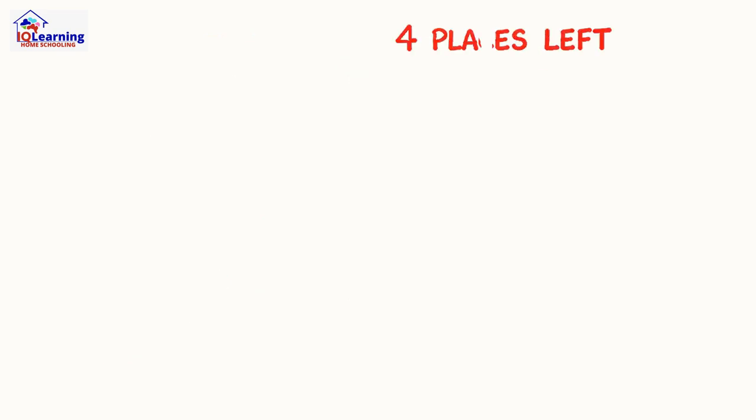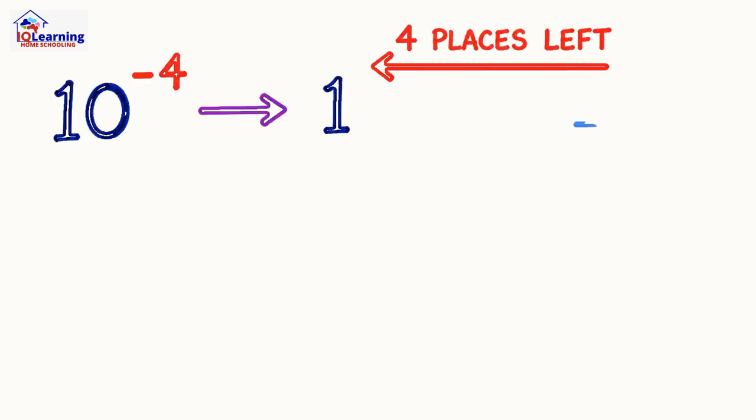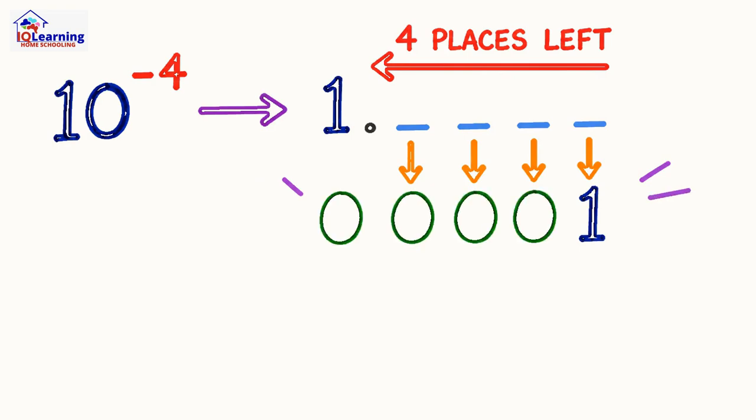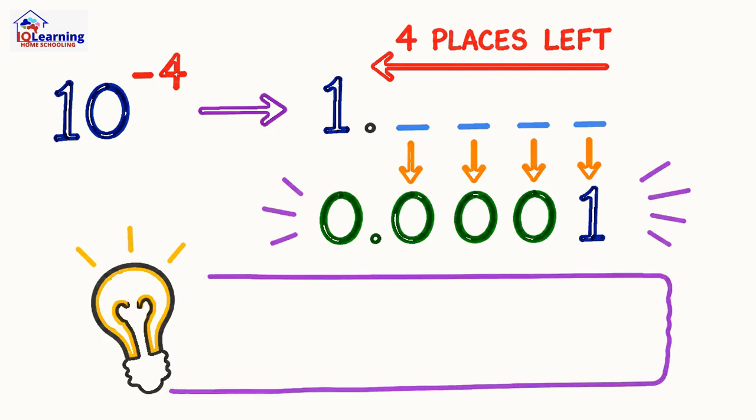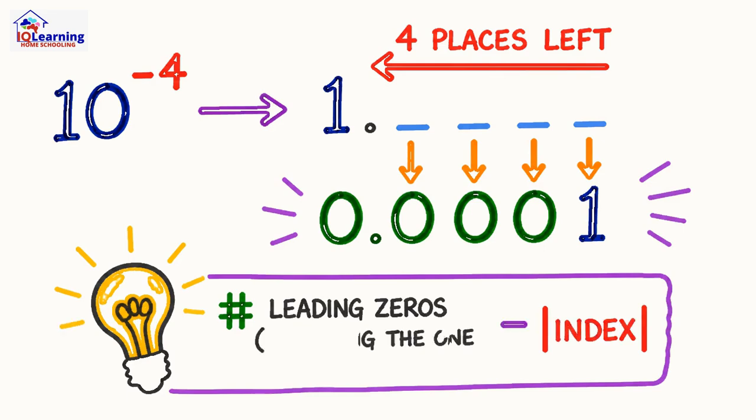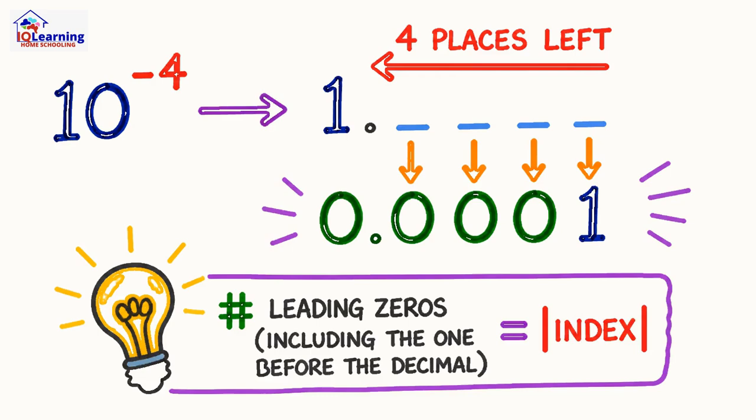Going backward is the reverse. An index of negative 4 means you move the decimal point 4 places to the left, filling the empty gaps with zeros. A common mistake is miscounting them, but a quick trick is that the number of leading zeros, including the one before the decimal, always equals the absolute value of the index.